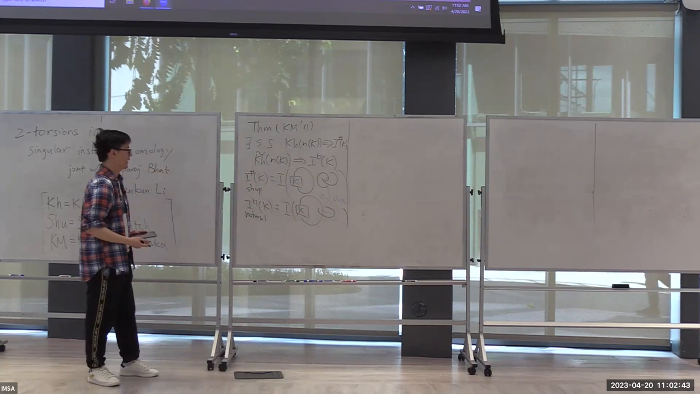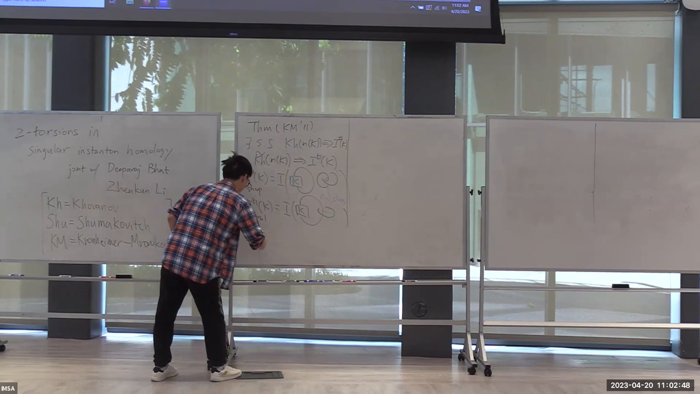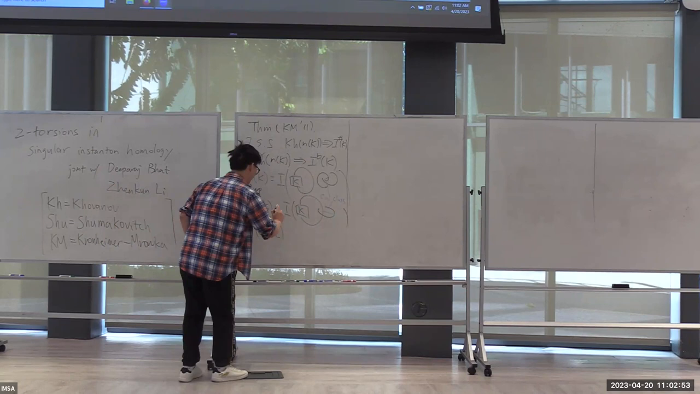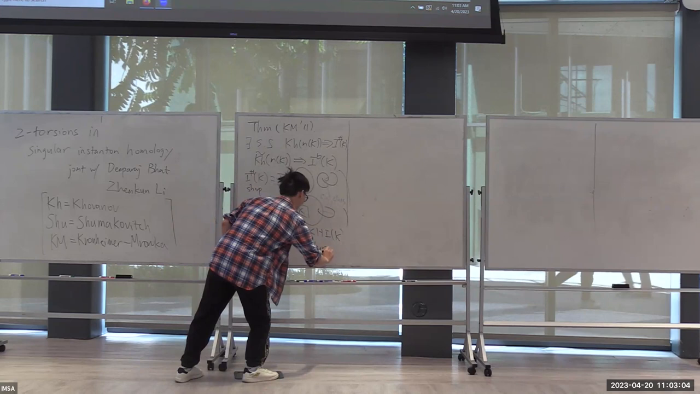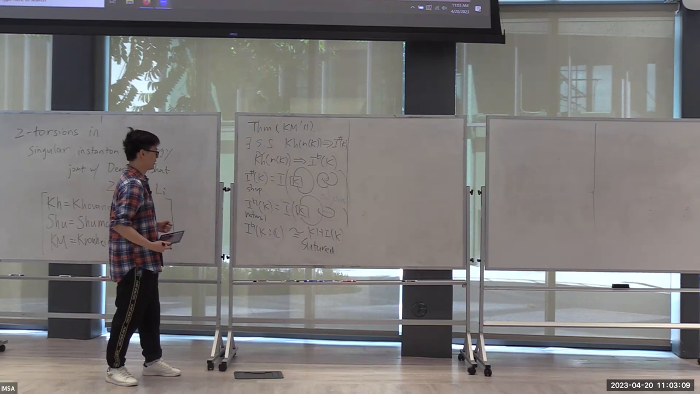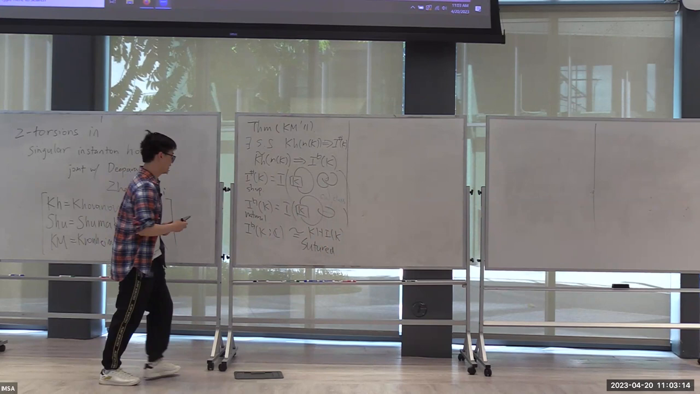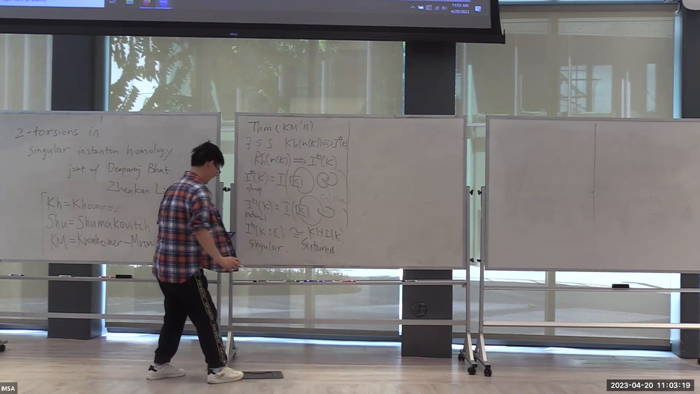the reduced version of singular instanton homology, maybe over complex coefficients, is isomorphic to KHI, where KHI is the sutured instanton homology, introduced by Kronheimer-Mrowka and also mentioned by Juhász. So this one is the singular instanton and this one is the sutured instanton.